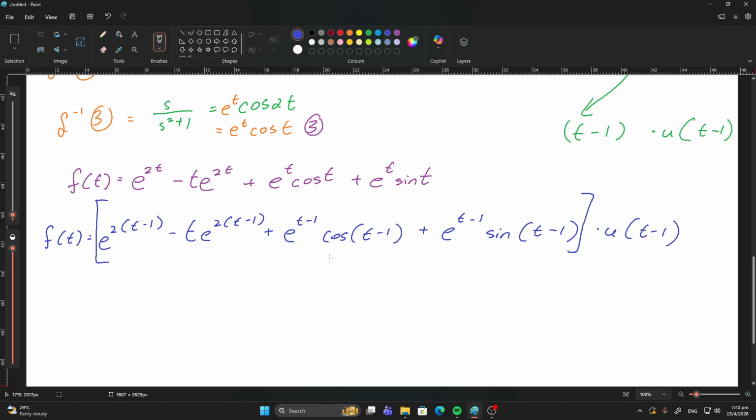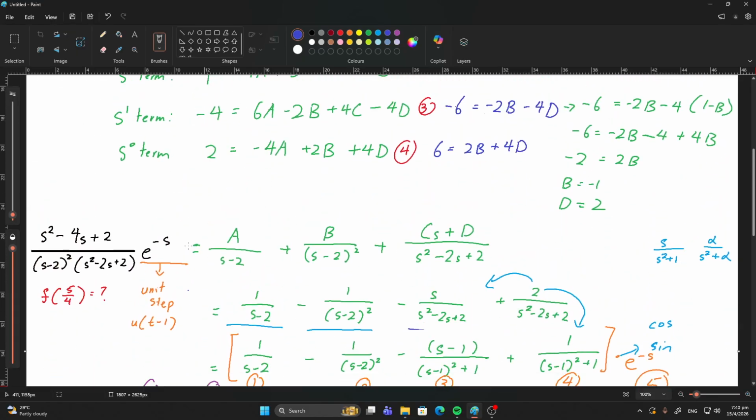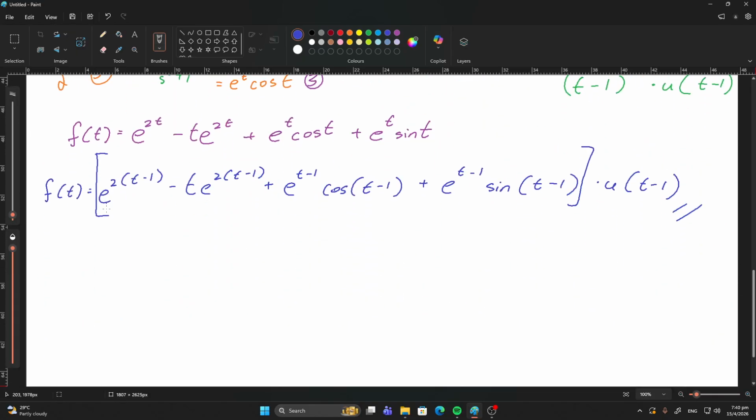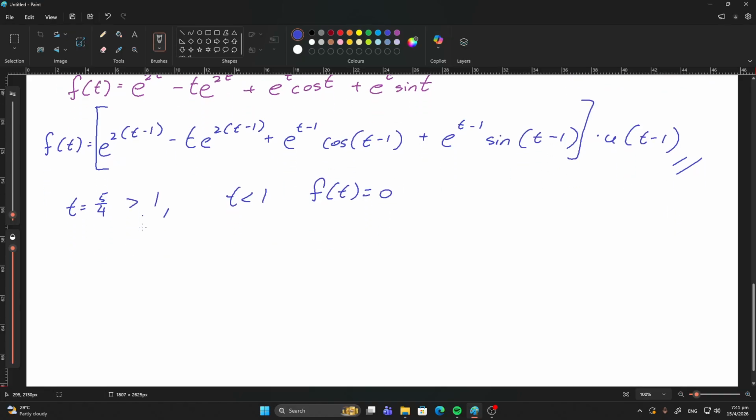But remember, this is just our general solution. What they want us to find is when t equals 5 over 4. So when t equals 5 over 4, your t in this particular case is bigger than 1, which means your unit step got switched on. If your t was less than 1, I can say that the whole function equals 0 because it hasn't been turned on. But since it has been turned on, if I were to sub this in, which I'm too lazy to press in a calculator, it should give you something like 0.31. And there you have it.